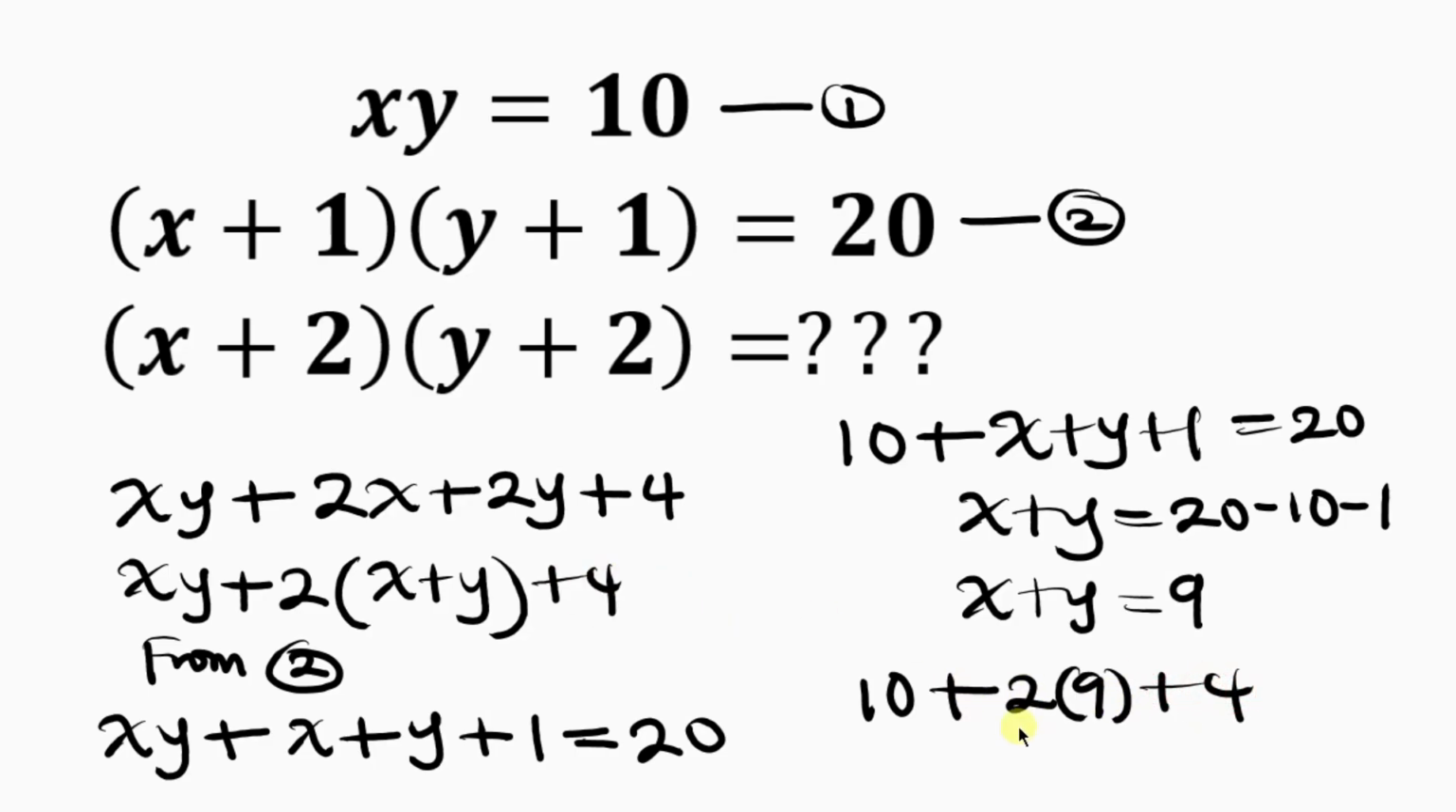So notice that 2 times 9 is what? It is 18. So I'm going to replace this with 18. So let's calculate. 10 plus 18 is 28, plus 4 is 32. So our final answer is 32. And there you have it.